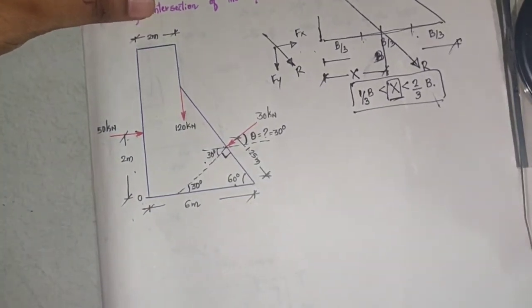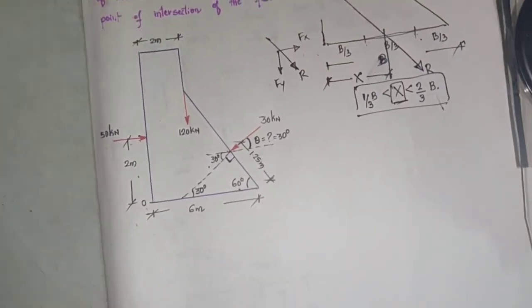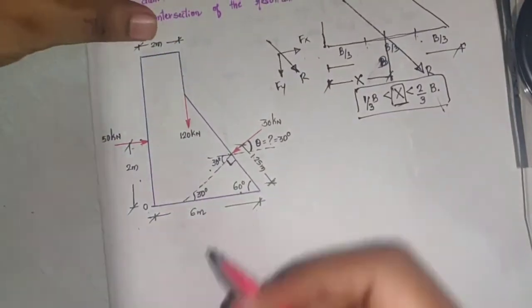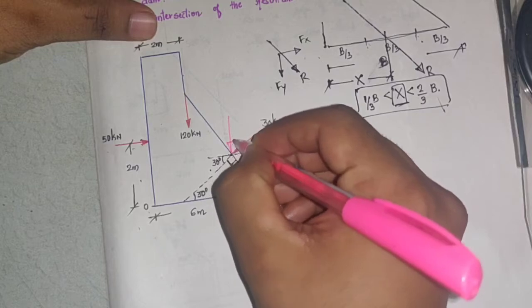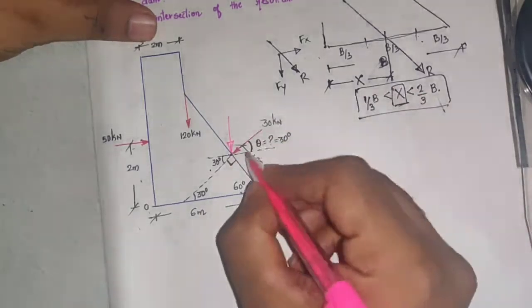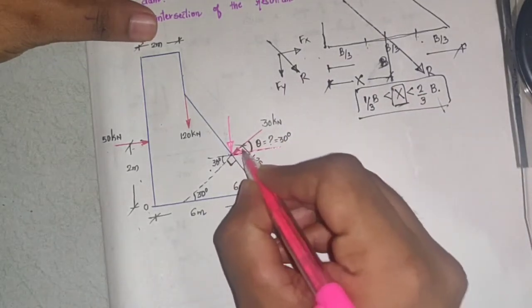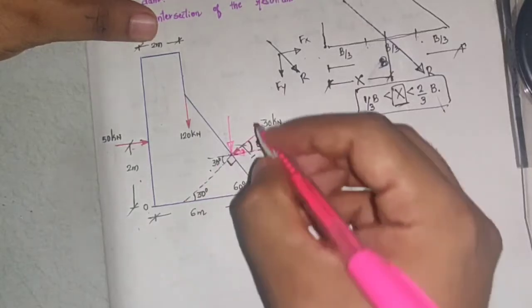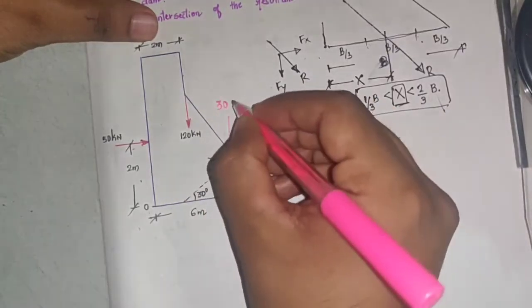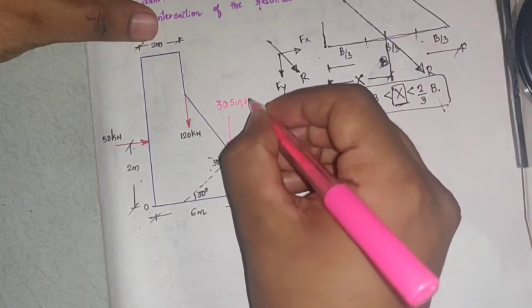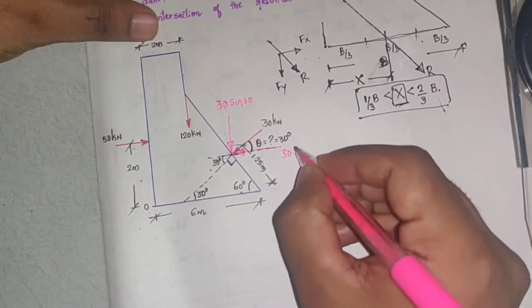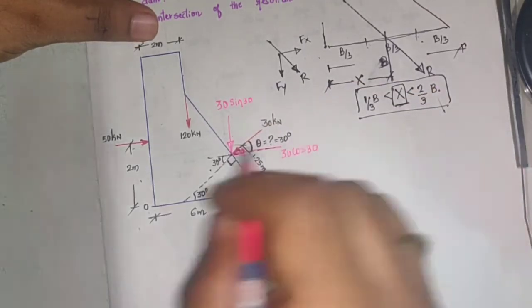So when I resolve this force, one component acts vertically downwards and one acts vertically leftwards. This force I'll call 30 sin 30, and this is 30 cos 30.